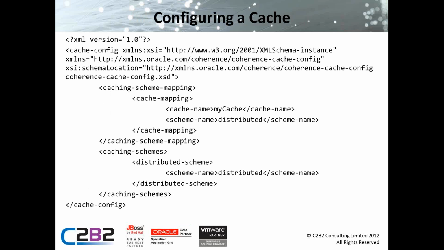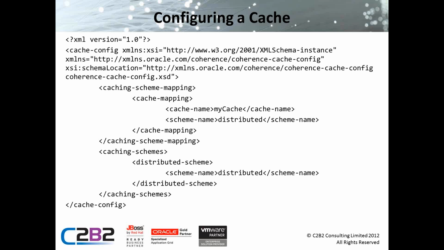So this is a sample XML file to configure a cache, and I'll just take you through a few of the main sections of this. The opening tag is the cache config tag. Those XSD files are necessary. But underneath that, we've got the cache scheme mapping. Now in there, we name the caches that we want to use. So in my example, I've got my cache, and the scheme name is distributed. So underneath the cache scheme mapping section, we've got caching schemes section, and we've got one distributed scheme, just referred to as distributed.